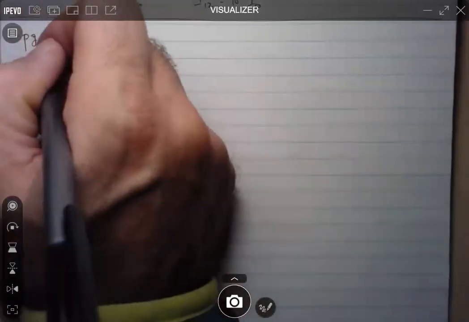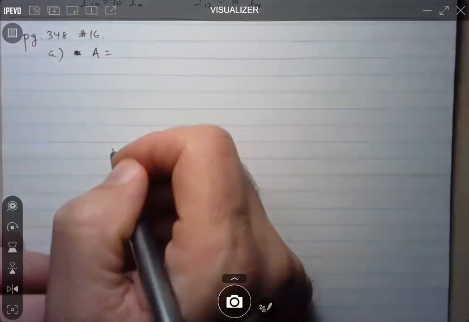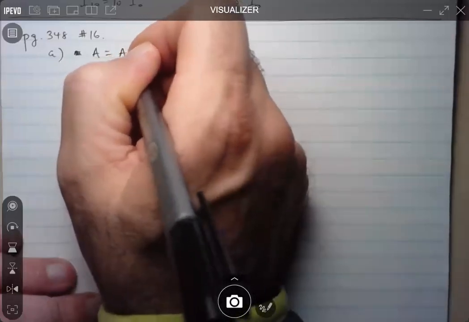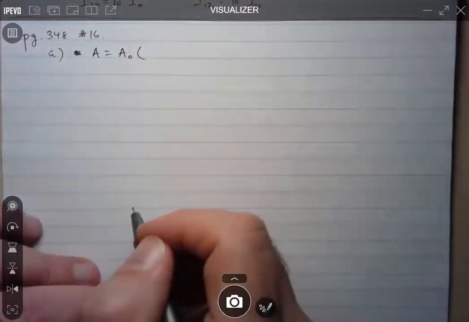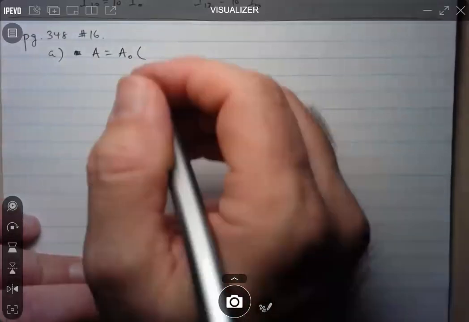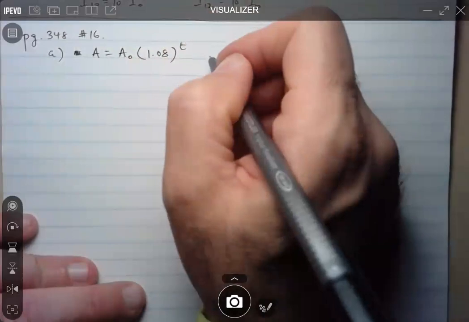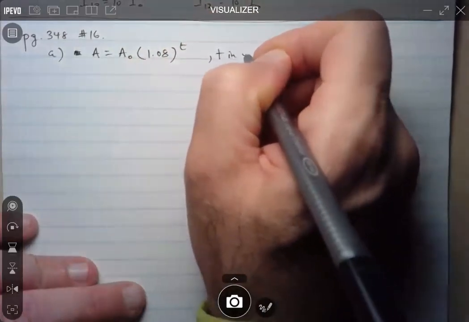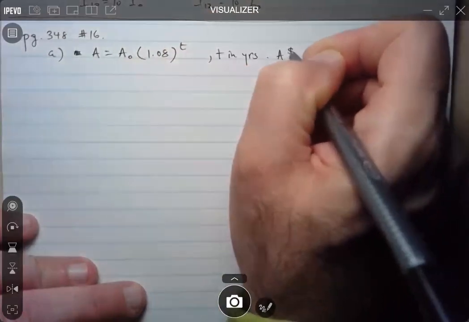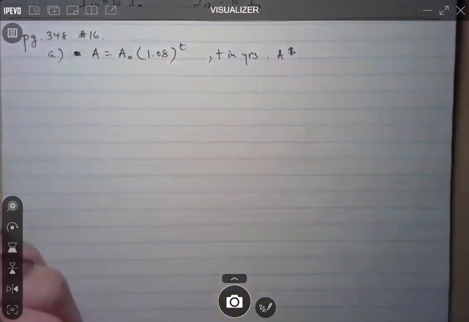Okay, so here we're looking for the amount. So we know that we're going to have some initial amount, and every year it's going to be multiplied by a certain number that incorporates the original amount plus the 8%, and that is 1.08, and then say to the t. So here t is in years and our amount is in dollars. Okay, so there's our model. So here in B, I'm probably not going to do all of these, but let's say I'll do the first one in each.